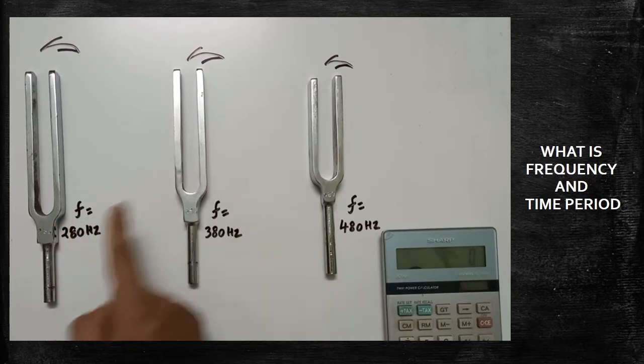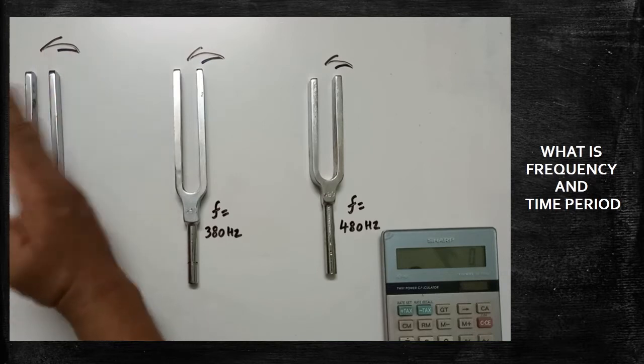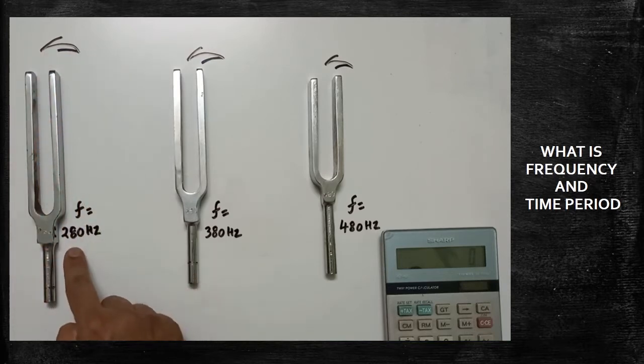Here, with the help of the tuning fork, I am explaining. Within a second, how many vibrations are seen in this tuning fork? 280 complete vibrations will be taking place in 1 second. Such a number is called 280 hertz. Vibrations per second is called hertz. The unit of frequency is hertz.